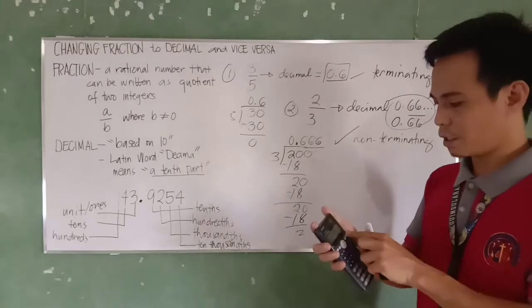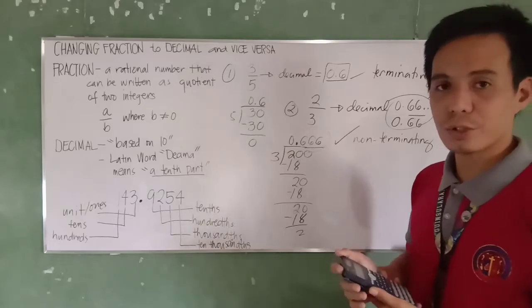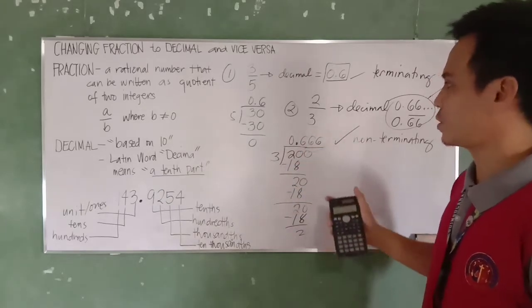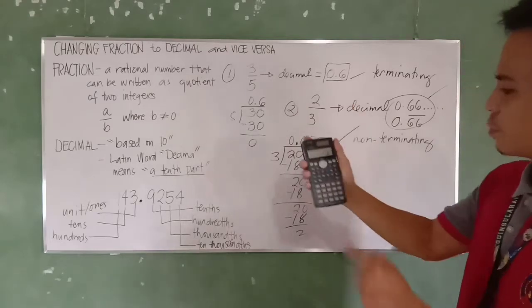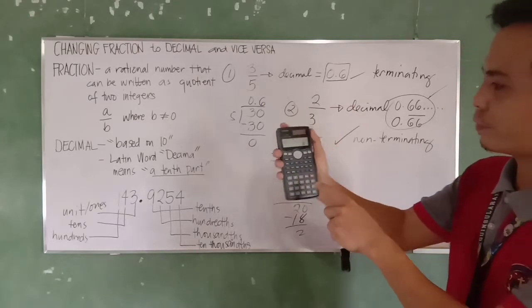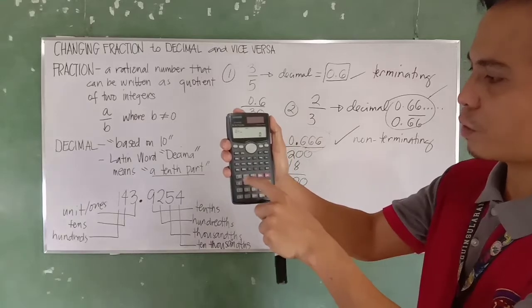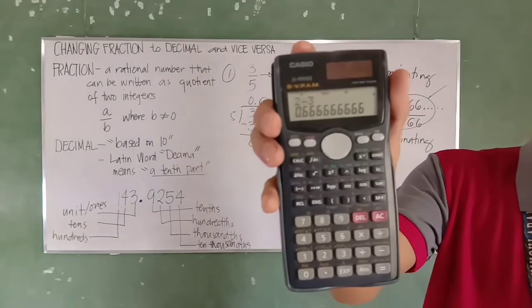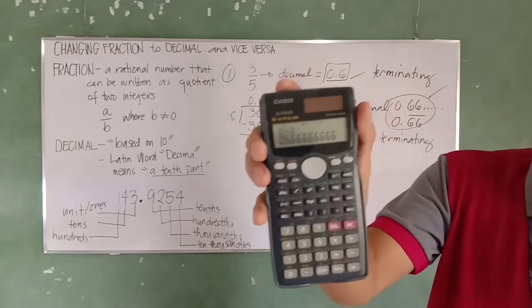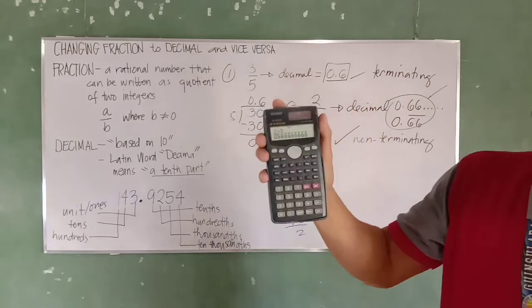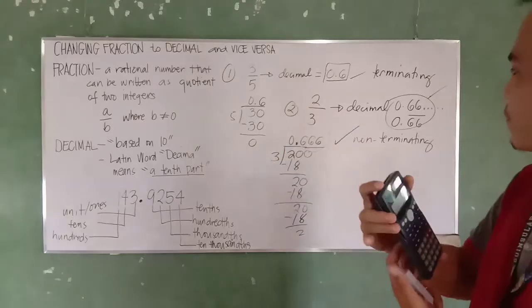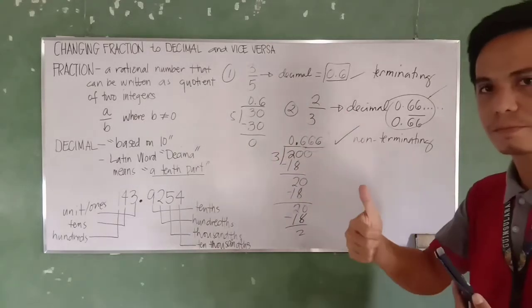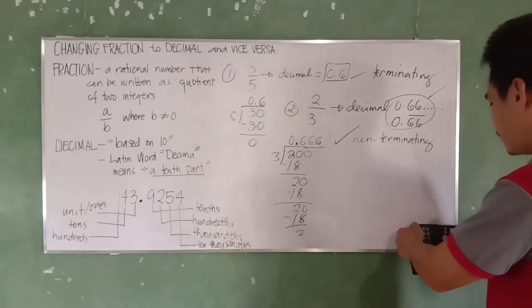Okay? Let's try to check our answer if correct using scientific calculator. So this is 2 divided by 3. We have, as you can see, the number repeats itself. That is 0.66666. So hindi siya tumitigil. So our answer is correct. And that is what we call non-terminating guys. Okay? I hope you understand.